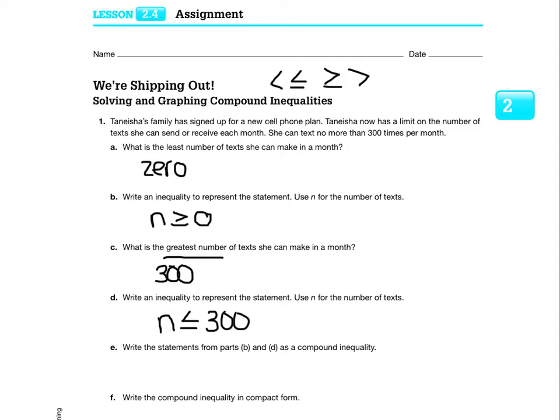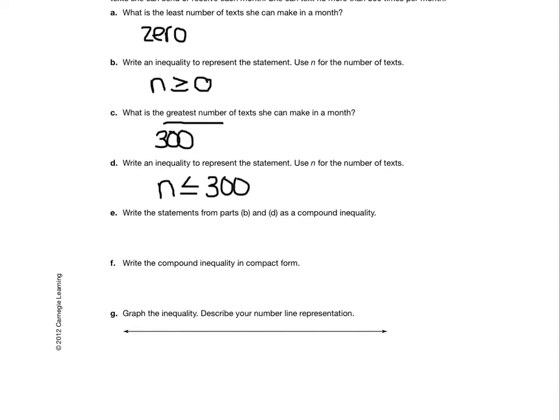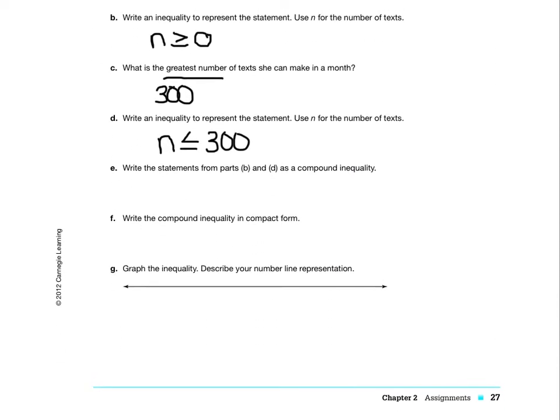Now what E wants us to do is write the statements from part B and part D as a compound inequality. Compound inequality means both of them together into one sentence or one statement. So let's use the two together. We have n is greater than or equal to 0, and we have n is less than or equal to 300. That would be a compound inequality because it's joined by the word and.